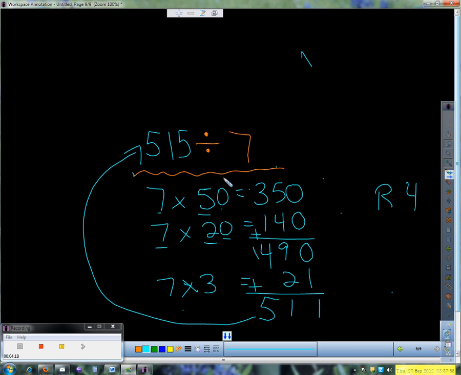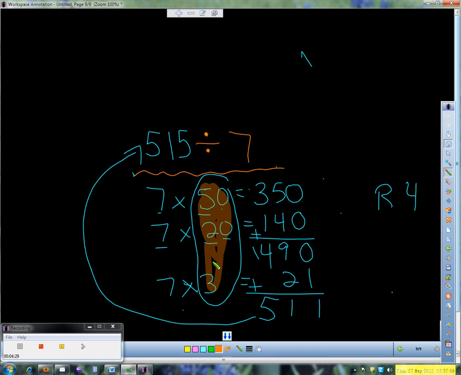And to figure out what my answer is, I just need to add up all the numbers that I multiplied 7 times. In this case, I did 50, 20, and 3, which is a total of 73.